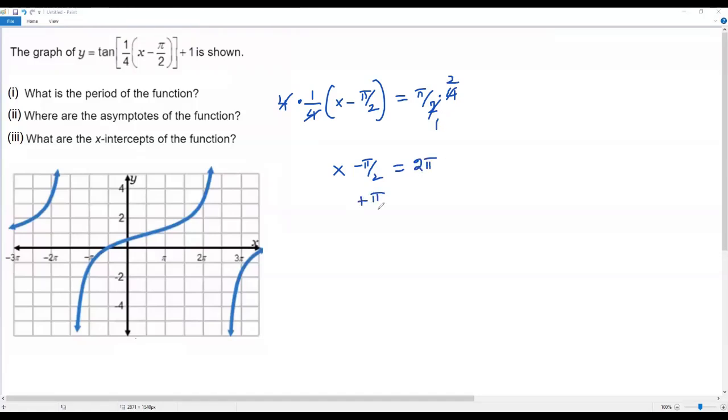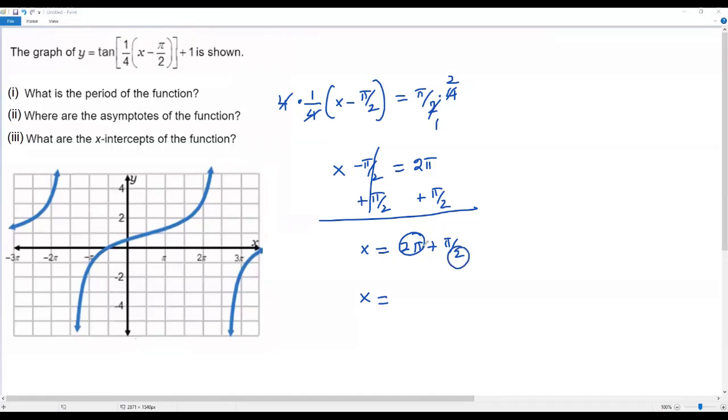Okay, now let me add pi over 2 to both sides to solve for x. Here negative pi over 2 and positive pi over 2 will cancel out. I'm getting 2 pi plus pi over 2. So here we are adding an integer and a fraction. Whenever I'm adding an integer and a fraction, what I need to do is multiply the integer part by the denominator of the fraction.